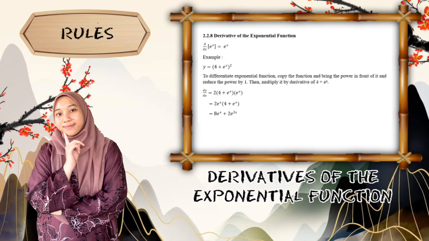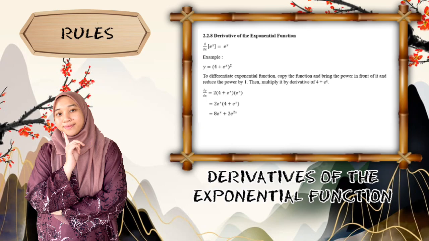Derivative of the exponential function. This is the result of differentiating the exponential function. Now, let's go through the example. Given that y is equal to (4 plus e to the power of x) in brackets to the power of 2.